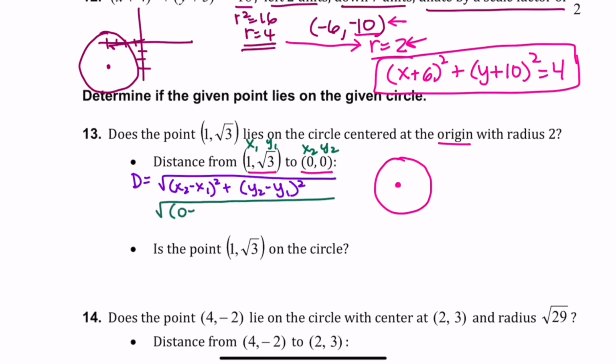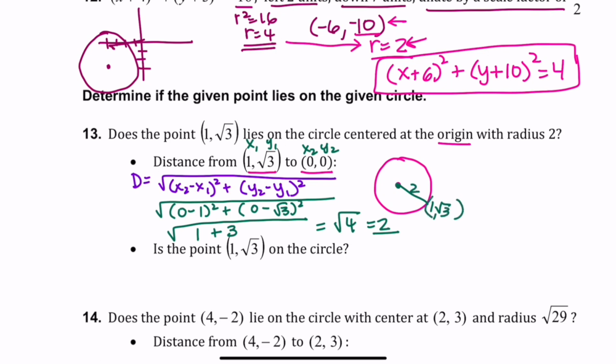X2 is 0 minus x1 is 1, squared, plus y2 is 0 minus y1 is square root of 3, squared. This is going to give us the square root of negative 1 squared, which is 1, plus negative square root of 3 squared, which is a positive 3. The square and square root cancel, and this is going to be the square root of 4, which is 2. So since the distance between the center and 1, square root of 3 is 2, that would be a radius. So yes, this point is on the circle.